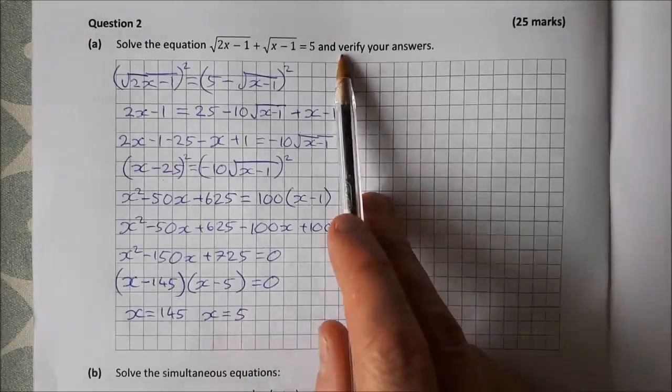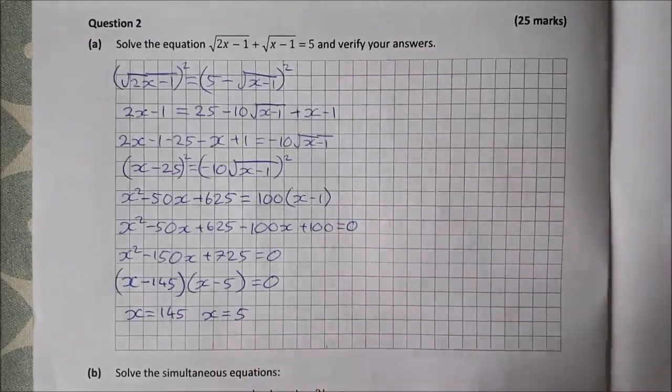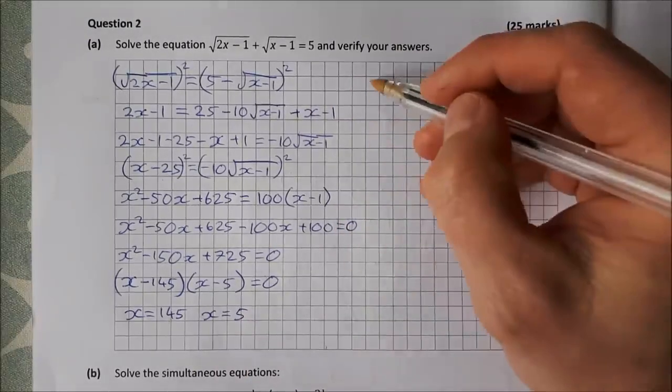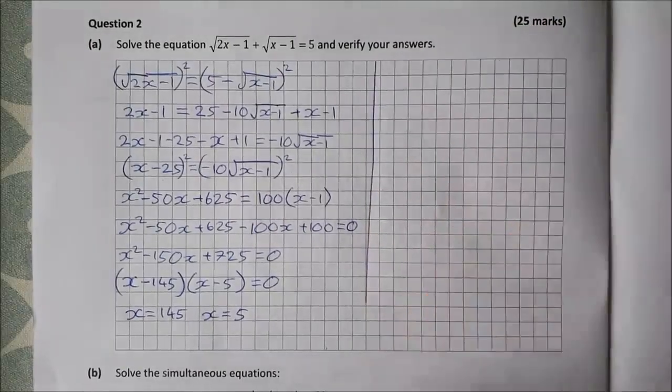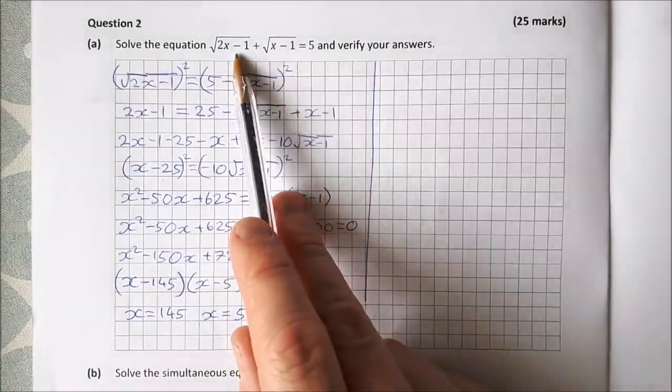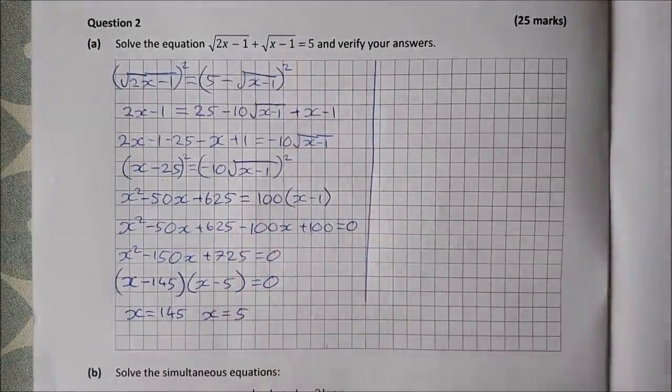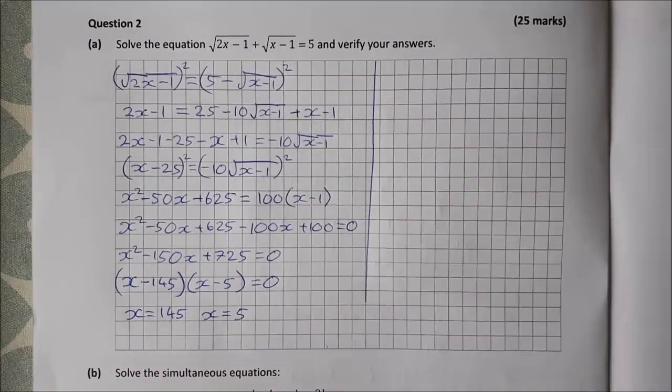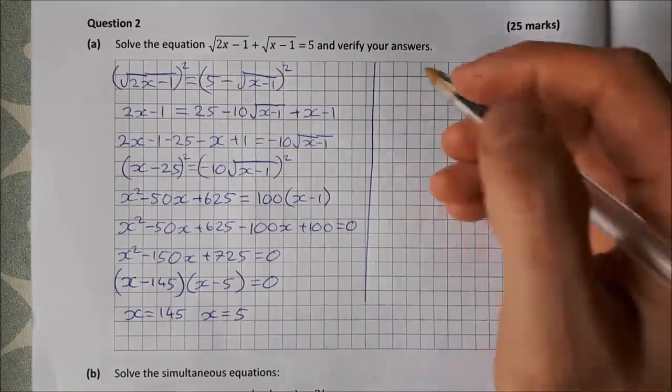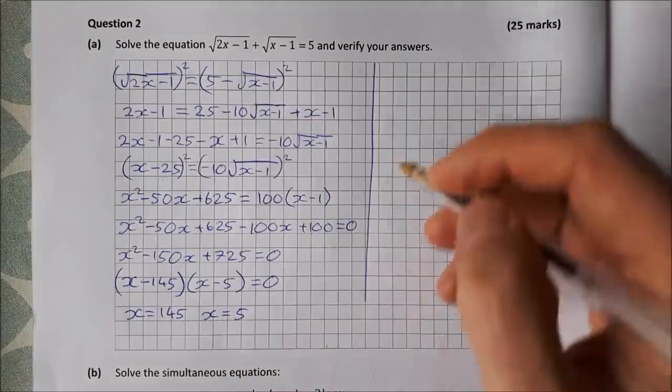Now it does say to verify your answers, so we're going to have a look and see if both of them work. With this type of equation, when we have the square root, what tends to happen is you only get one of these answers working. So we'll check both of them just to see. So you sub in, we'll start with 5.